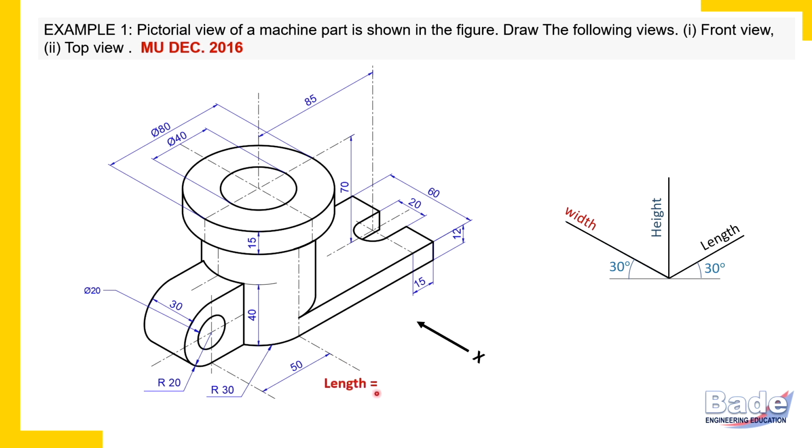Let's identify length. So focus on all dimensions which are parallel to length axis. Here it is radius given 20 millimeters of this extreme left curved edge. Radius is 20 millimeters. So we'll check all dimensions parallel to length from left end to right end. So here it is 20 millimeters. That is radius of this curved edge mentioned here.